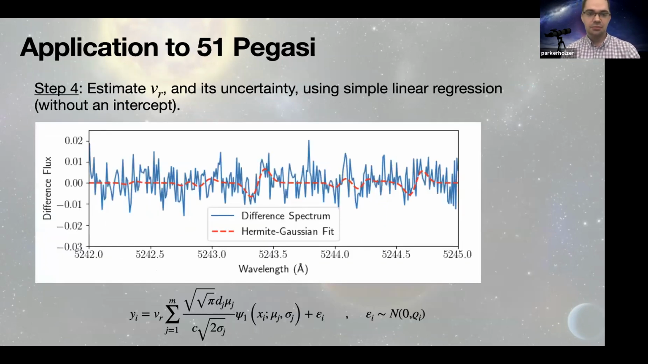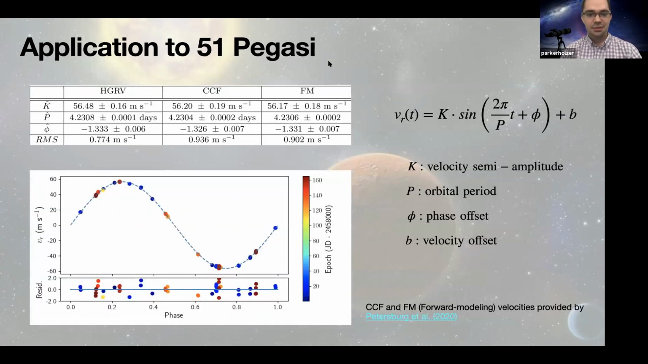Okay, so how did this application to 51 Pegasi work? Well, here are the results for it. I mentioned how after we estimate the radial velocity at each time, we still need to fit an RV curve to it, which, since 51 Pegasi is known to have basically no eccentricity, or at least a very tiny eccentricity, we just fit a sine curve here. And that gave some fit parameters that helped to describe the planet, and they line up with previous studies of 51 Pegasi.